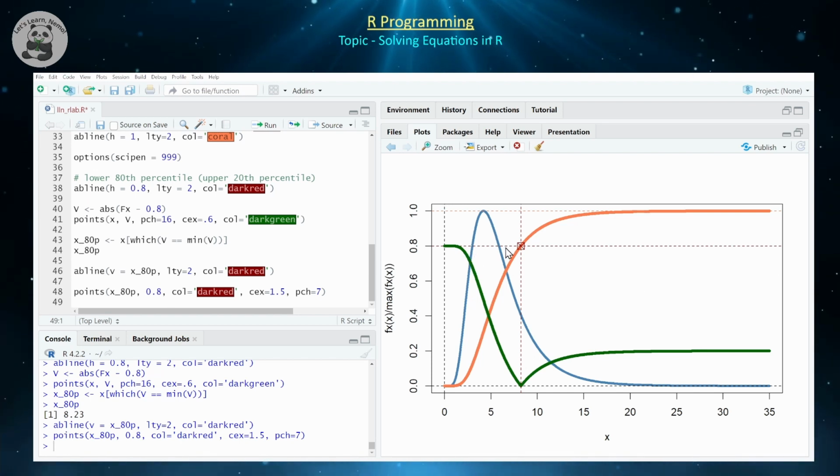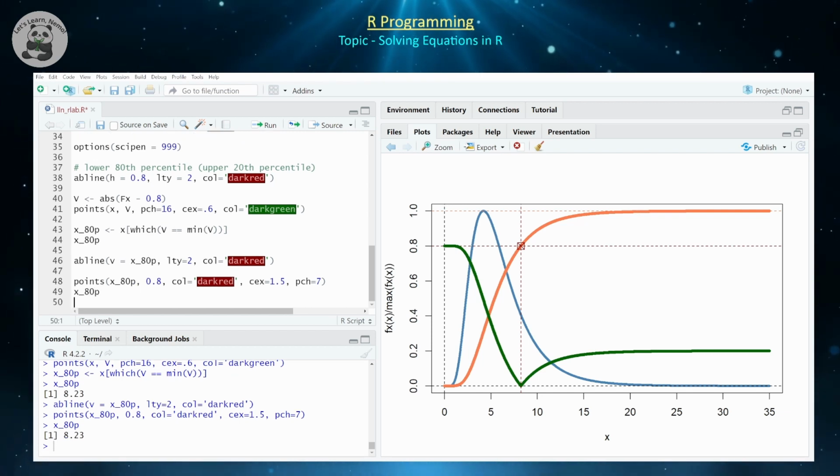And since that's where those lines cross on that orange curve, then we have evidence to believe that, at least approximately to 2 decimal places, the 80th percentile is approximately 8.23, 8.22, 8.24, somewhere around there, right? And that is one way you can find percentiles for arbitrary continuous PDFs using base R, just using some basic integration methods. So those are some very useful ways to solve a bunch of different types of equations for a variety of different purposes.